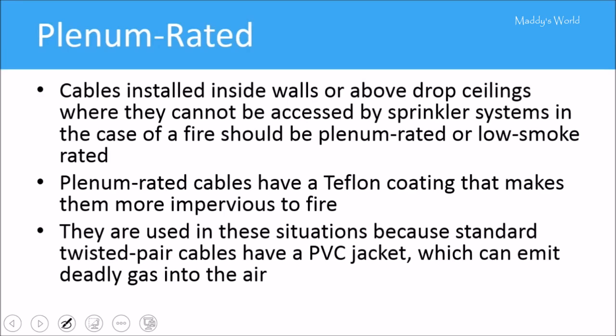They're used in these situations because standard twisted pair cables have a PVC jacket, which can actually emit a really deadly gas, which makes it really, really dangerous in a fire situation. So you definitely would want to use plenum rated for anything that happens to be near electrical work, hidden away in the ceilings, or embedded within a building's infrastructure, because you certainly wouldn't want to cause any more hazards than might have already occurred if there was a fire. So keep that in mind.